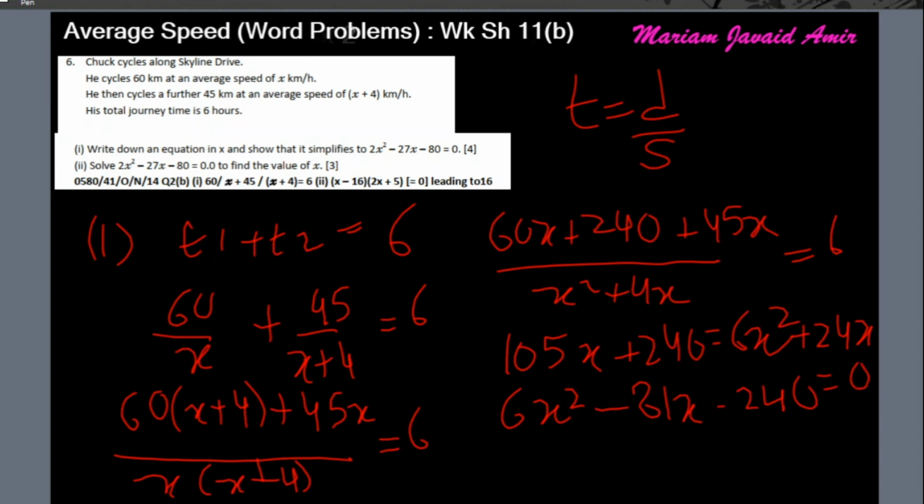Can we take 6 common from here? What can be taken common? Let's take 3 common so that the coefficient of x squared becomes 2. So if 3 is common, we get 2x squared minus 27x minus 80 equals 0. Take 3 to the other side, it gets divided with 0 and gets eliminated, and we get this equation right here.